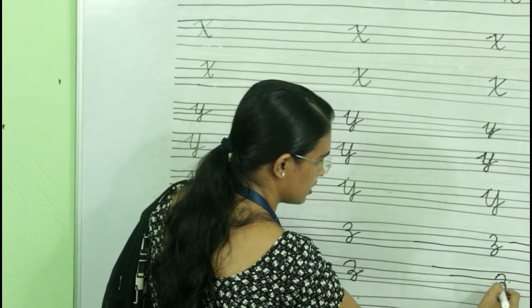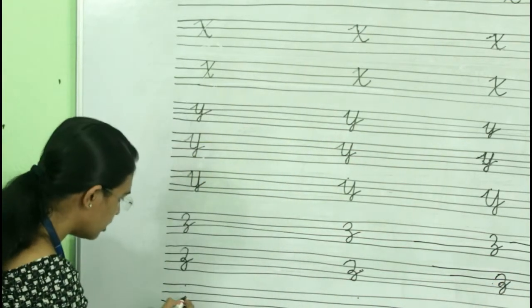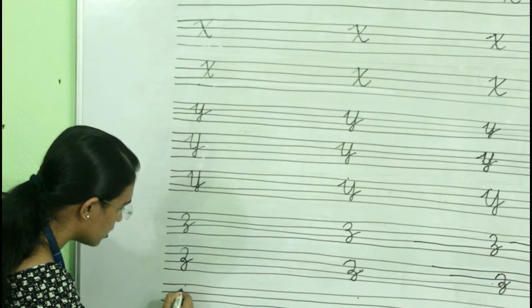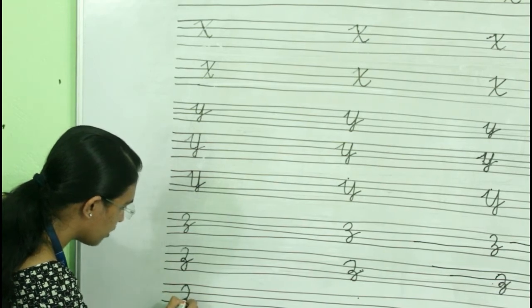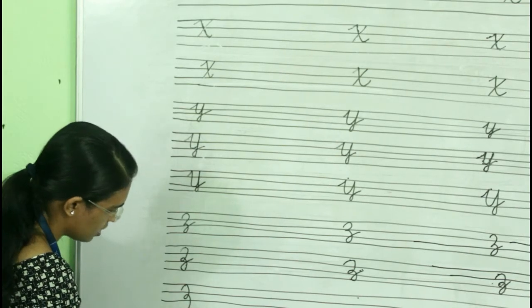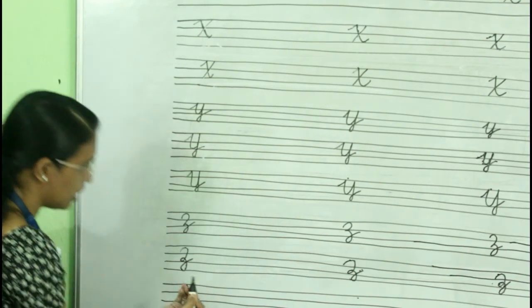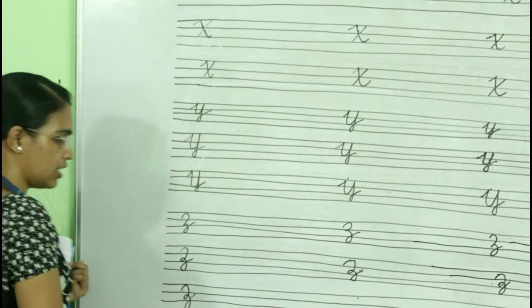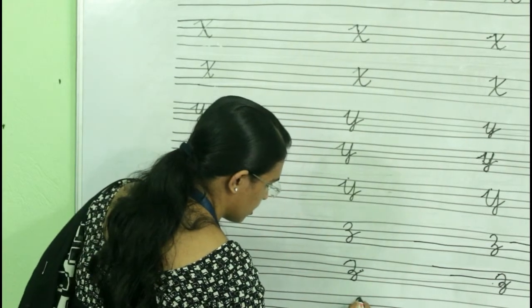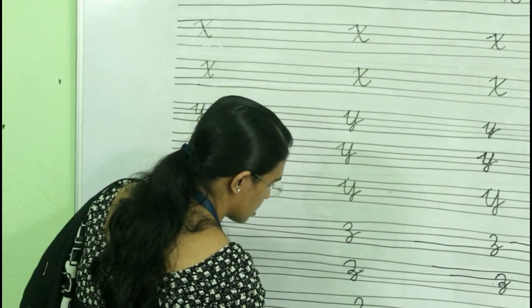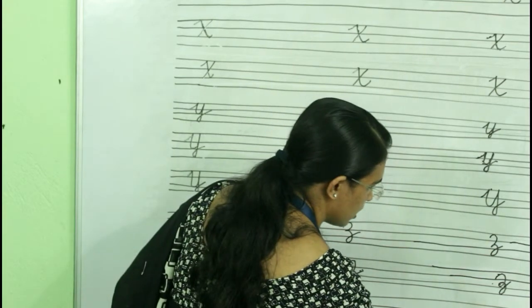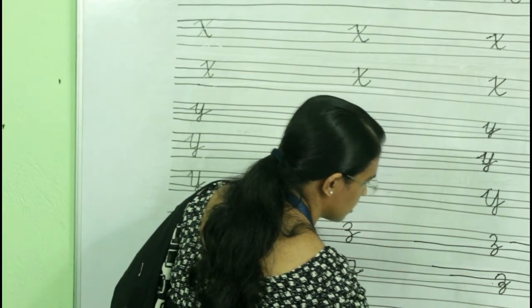Cursive capital letter Z. Now here you have to write like this. Start from here, make a big 3 like this, then after this you have to make a line like this. This is cursive capital letter Z. Which letter is this? This is cursive capital letter Z.